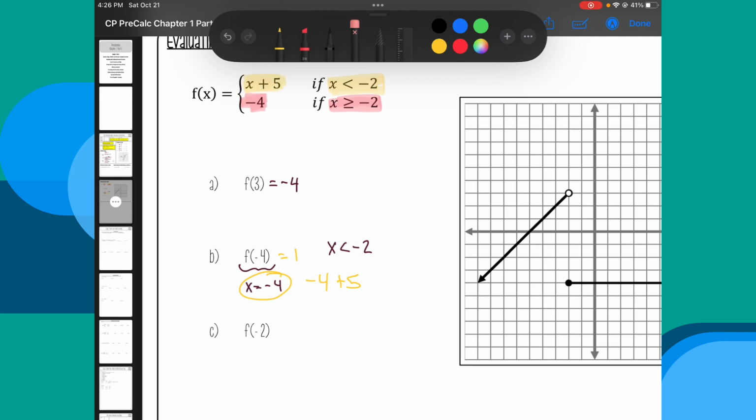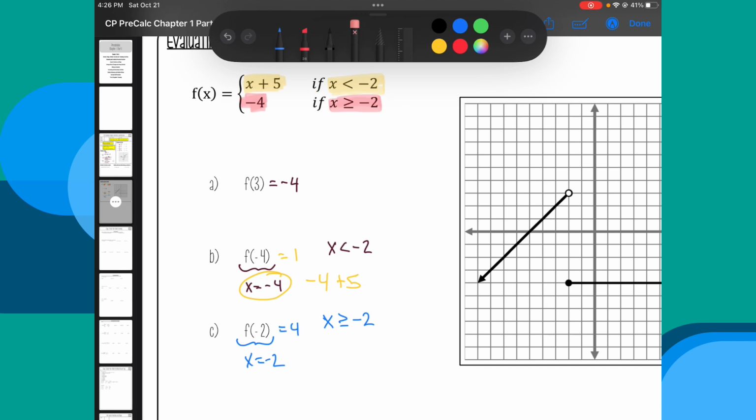Okay. All right, so this time they're telling us that x is equal to -2. So we need to use the part of the piecewise function where x is greater than or equal to -2, and that would be this bottom part. So again, our answer here is just equal to 4.